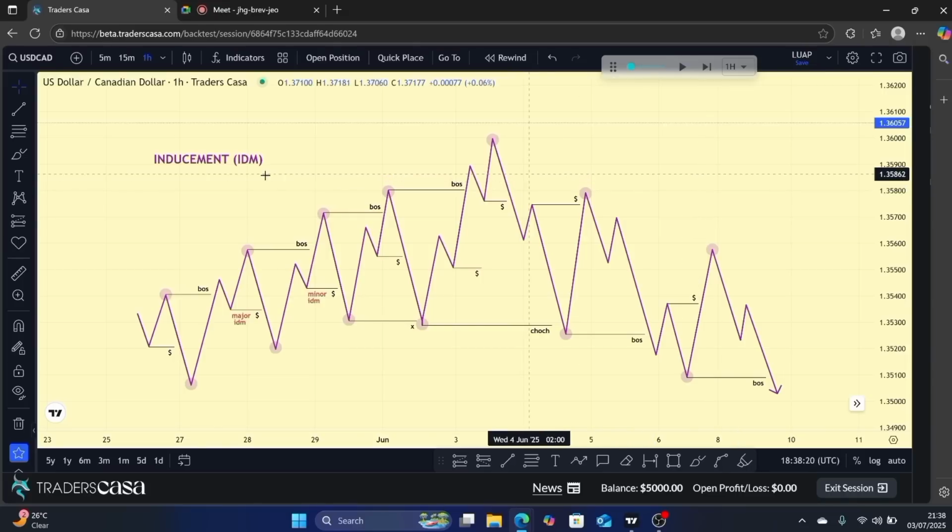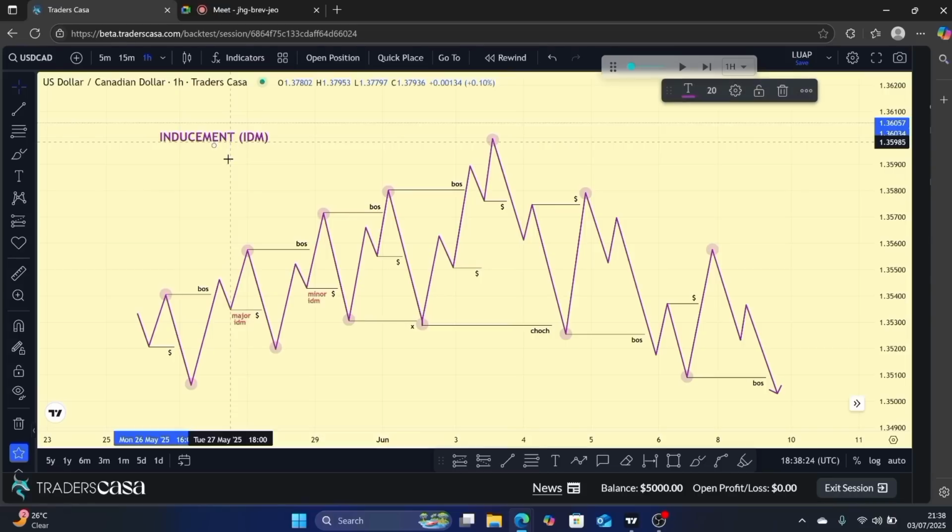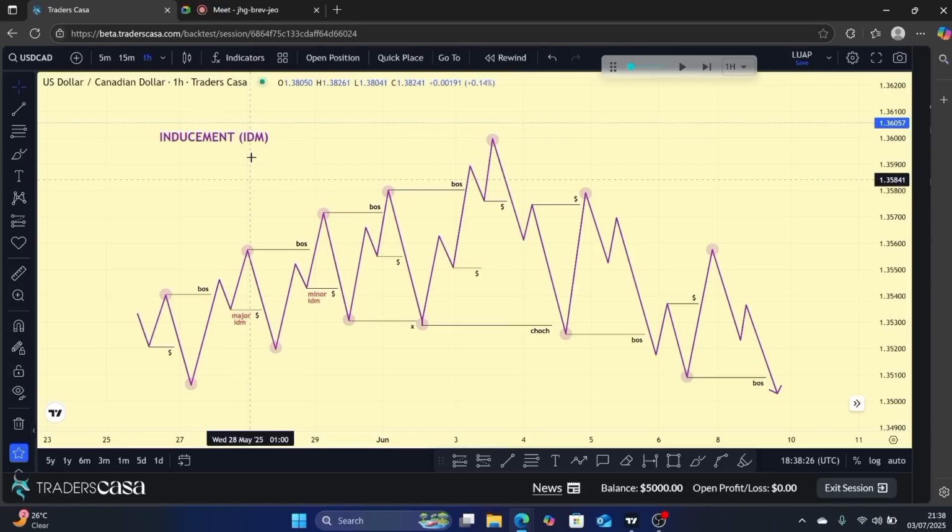Here, you can see I have marked the title as inducement, and the abbreviation is IDM. Wherever you see IDM in True SMC, just know it represents inducement. Just like BOS represents break of structure, and CHoCH represents change of character.